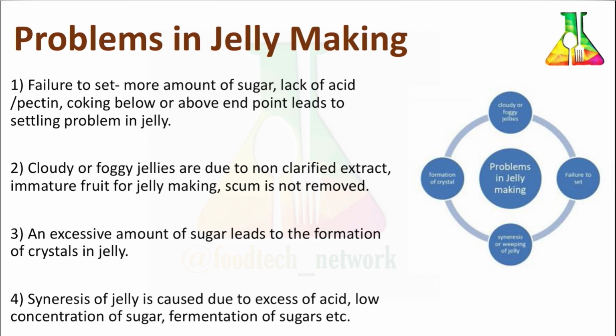So these are some of the problems faced in jelly making. It fails to set. Let us see the reasons behind them. Failure to set may be due to addition of too much sugar, lack of acid or pectin, cooking below the end point, and cooking beyond the end point or prolonged cooking. Cloudy or foggy jellies may be due to use of non-clarified juice or extract, use of immature fruits, overcooking, overcooling, removal of scum, or premature gelation.